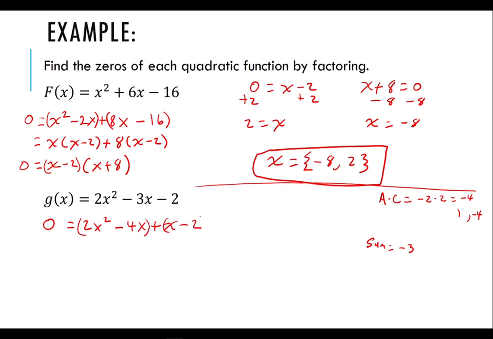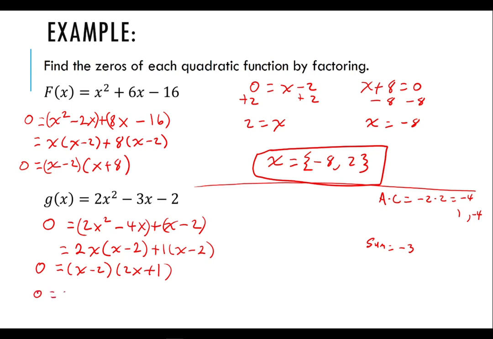Now I can factor by grouping. GCF on the left is 2x. That is 2x times x minus 2. Plus, notice that the GCF between x and negative 2 is just 1, so you do need to have that 1 placeholder. So that's 1 times x minus 2. Then, when we factor out the x minus 2, we get 0 is equal to x minus 2 times 2x plus 1. Then use the zero product property.